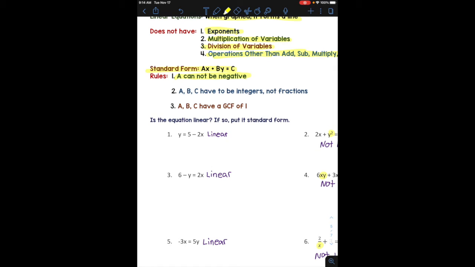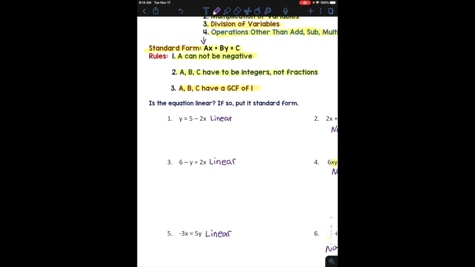That would be the number that starts off the equation here. The second rule is a, b, c have to be integers, not fractions. And the third rule is that a, b, c have a GCF of 1. What does that mean? That means all three of the coefficients, a, b, and c, cannot be divisible by the same number. Let's take a look at the odd problems and put these in what's called standard form.